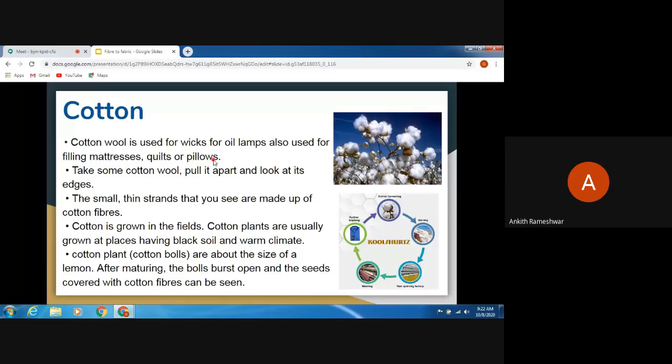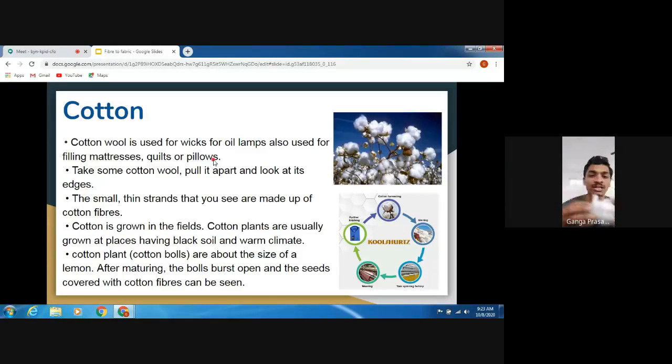Filled by cotton. Okay, very good. See here, all of you children, take a small amount of cotton. Don't worry. How many of you have cotton with you? Take a small amount of cotton.